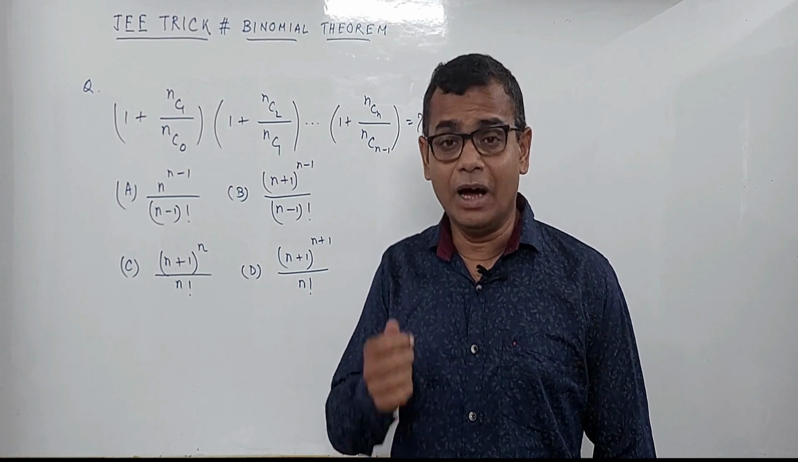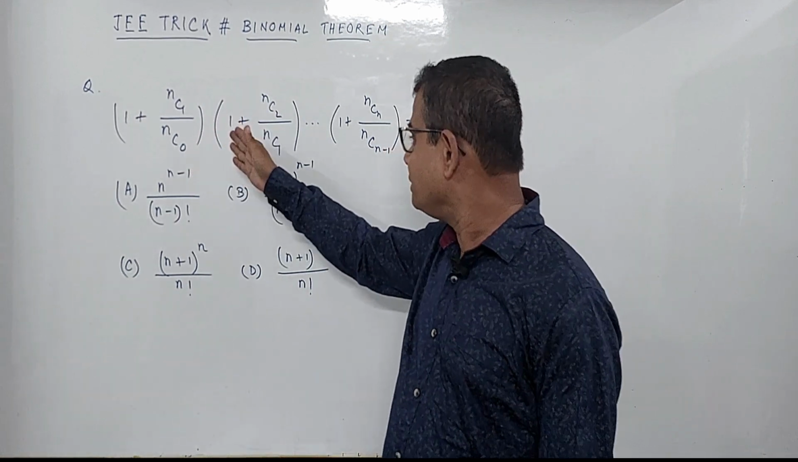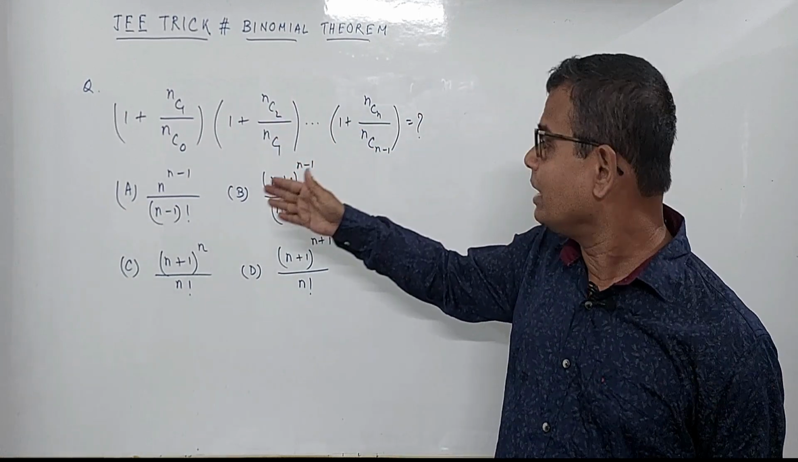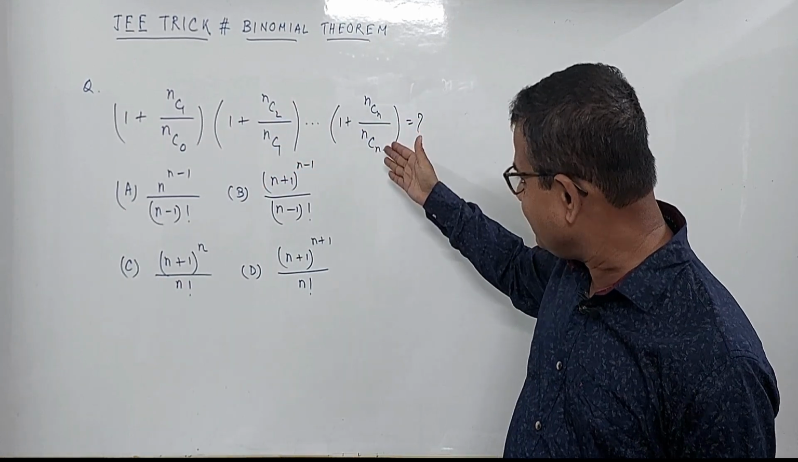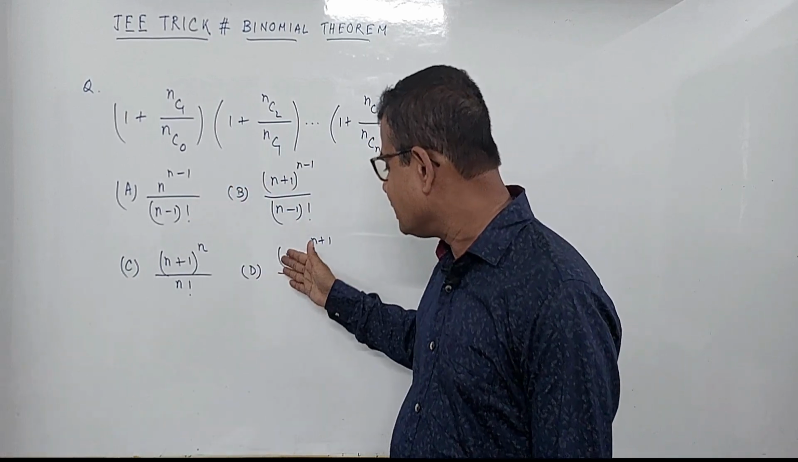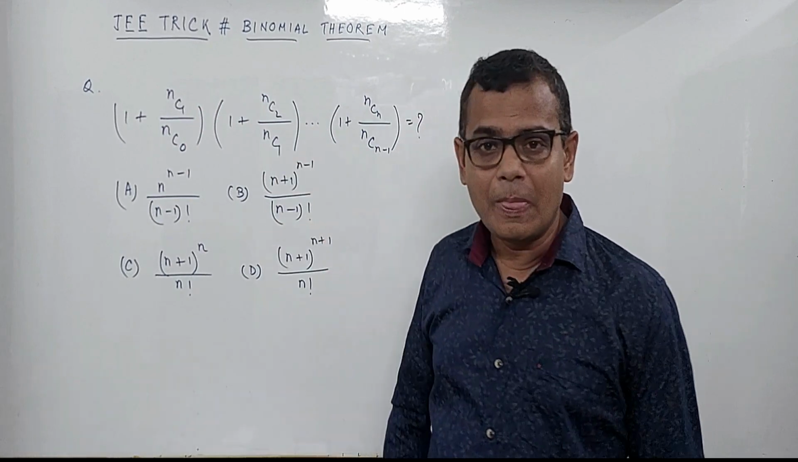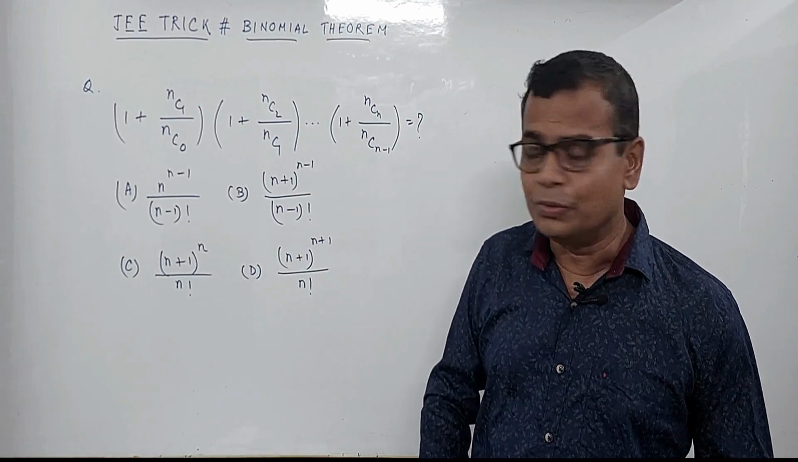For G-click, learn G-trick. 1 plus nC1 by nC0 into 1 plus nC2 by nC1 ... 1 plus nCn by nC(n minus 1). Which of the following four options is the answer of this expression? Now, we assume n equal to 2.